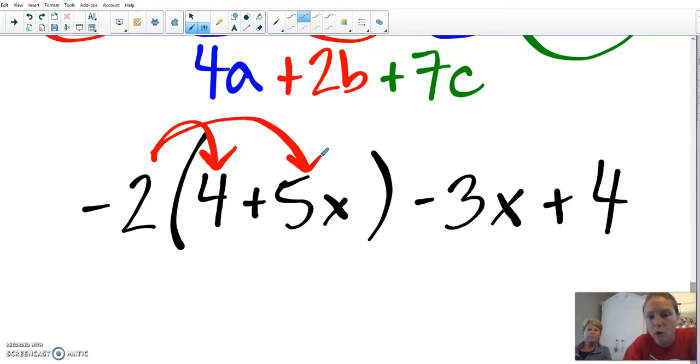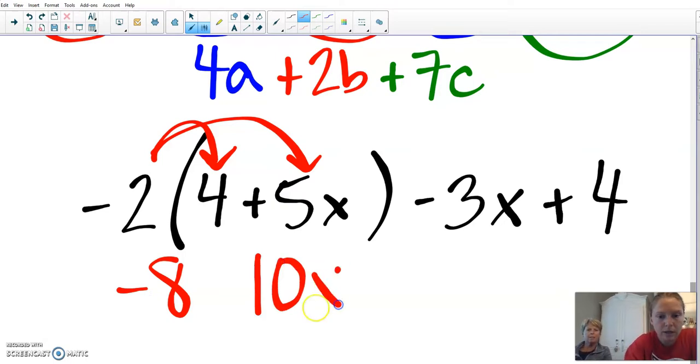What's 2 times 4? 8. And we've got a negative out front. Then we do 2 times 5. 10x. It's going to be a negative. Good. Okay. Now, we do still have all of this in our expression. What do I always say in class? You just bring it down.